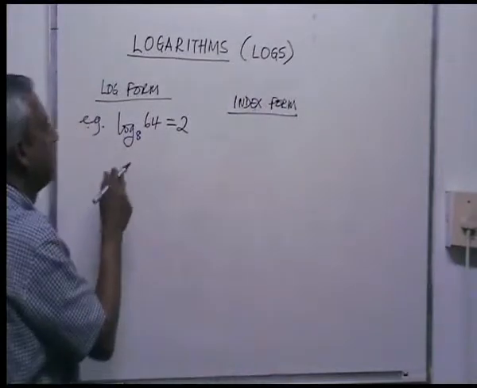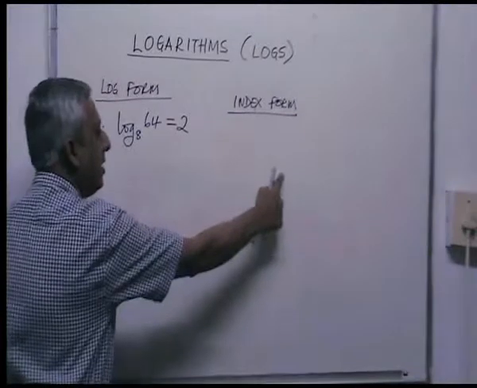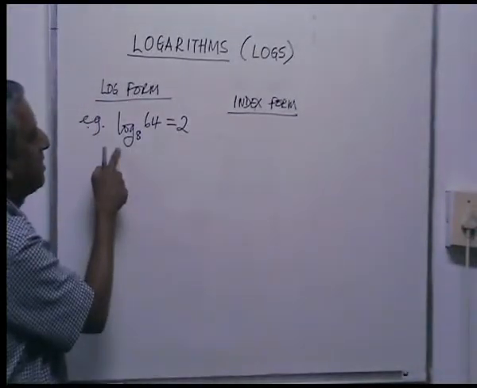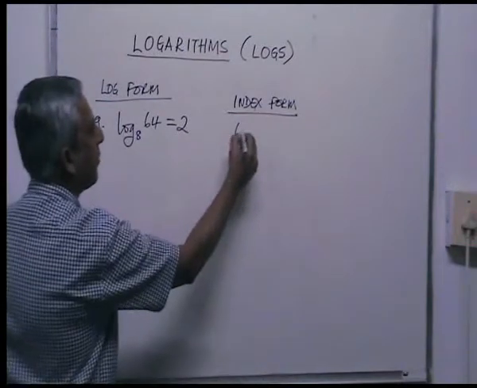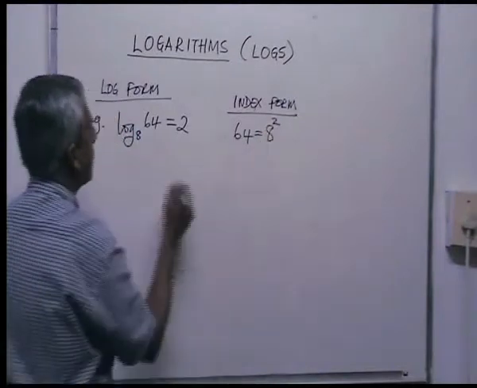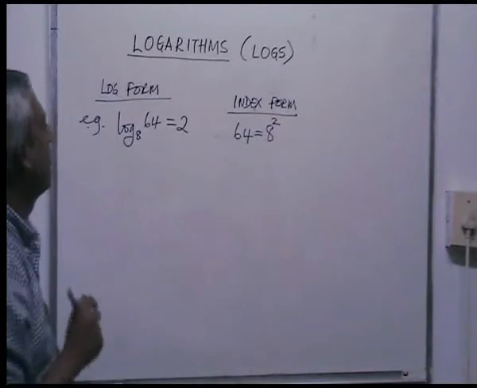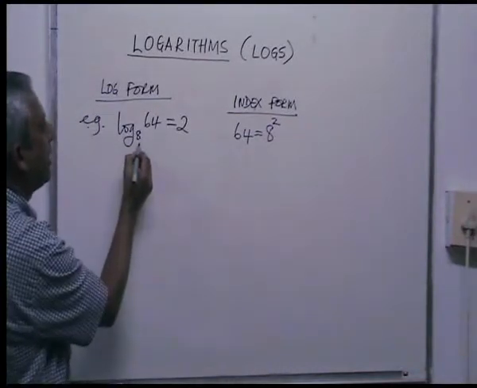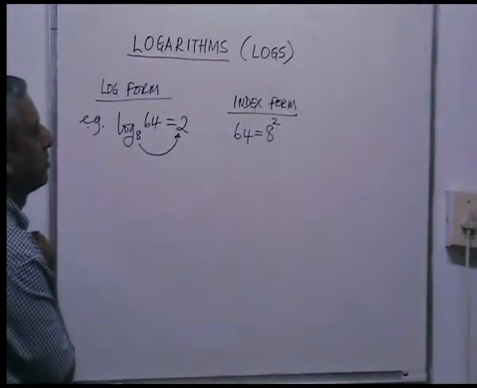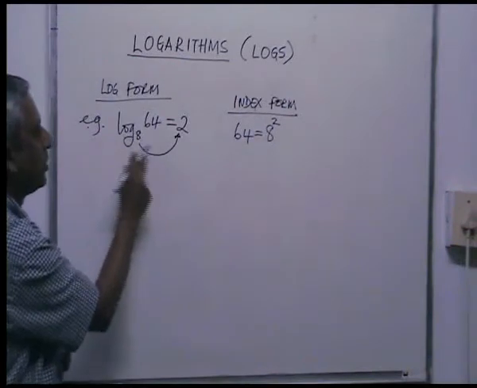Now it's very important to be able to do this. From log form you must be able to go to index form. From index form you must be able to come to log form. So if I have to rewrite this, it will mean that 64 is equal to 8 squared. Or if you like to help yourself, you can do a little curve like that. That might help you to think clearly. 64 is equal to 8 squared.